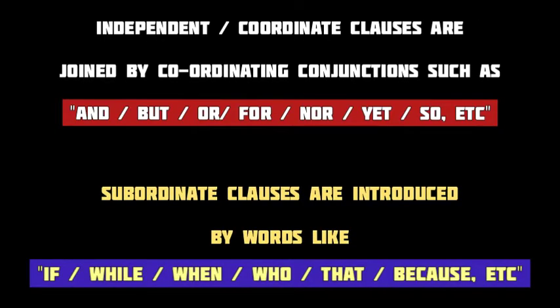Now, in a mixed sentence, the independent or coordinate clauses are joined by coordinating conjunctions like and, but, or, for, nor, yet, so, etc. So, if you see two clauses joined by any one of these coordinating conjunctions, you can identify the independent or coordinate clauses in the mixed sentence. However, the subordinate clauses in the mixed sentence can be identified by their introductory words such as if, while, when, who, that, because, and so on.